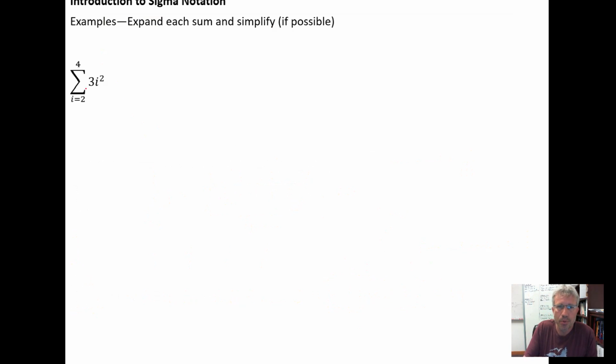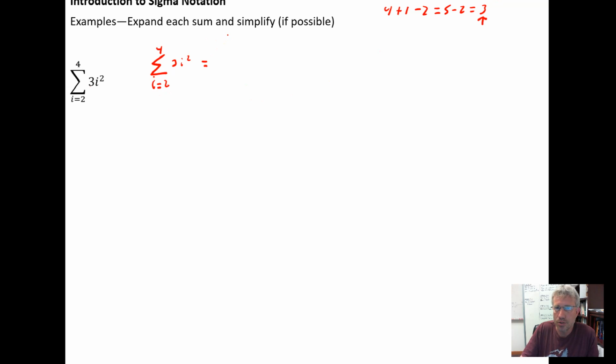So another example, we have the sum from i equals 2 to 4 of 3i squared. So I'm going to rewrite the summation. We're taking the sum from i equals 2 to 4 of 3i squared. I expect to get the upper bound of summation, which is 4, plus 1, minus the lower bound of summation, which is 2: 5 minus 2 equals 3. I expect 3 terms in my series.